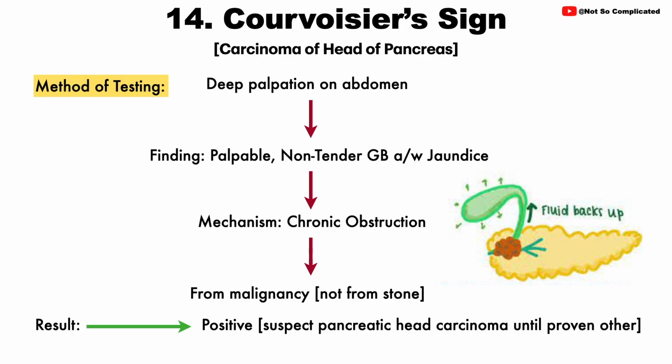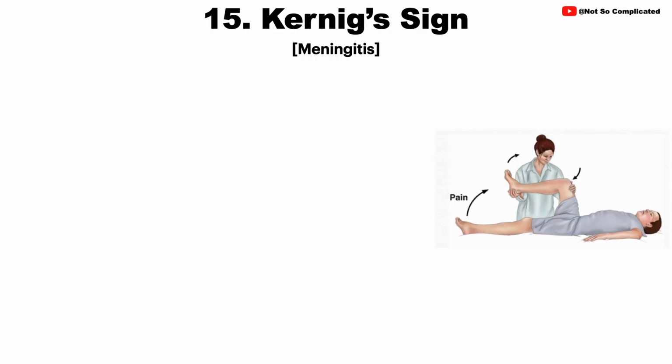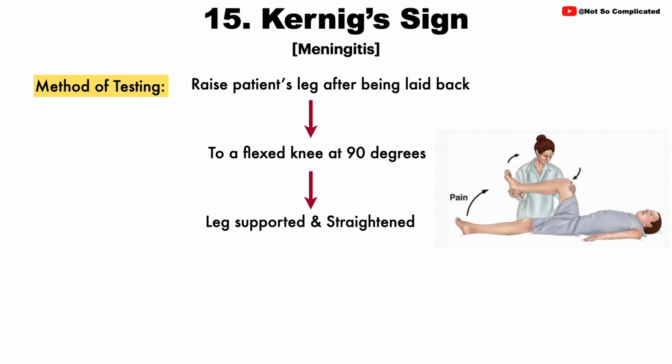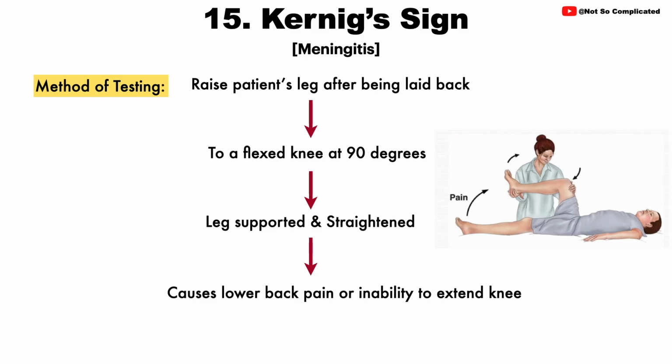So the 15th sign we have is Kernig sign, and this is for meningitis. So the method of testing is that you raise the patient's leg. You have to raise the patient's leg after the patient is laid back and the knee is flexed at 90 degrees, as shown in the figure right here, and then the leg is supported and straightened. But what happens is that when we support and try to straighten the leg, there will be lower back pain or inability to extend the knee. All right, so that is Kernig sign, and it is very positive in the case of meningitis.